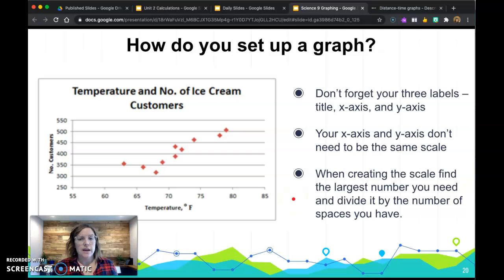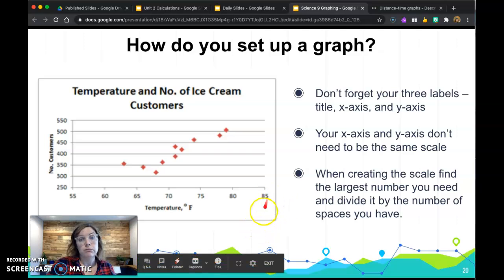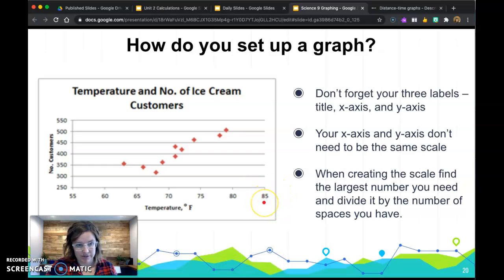When you're creating the scale, you find the largest number you need, and that you'll get with your data table. So apparently there was no ice cream that went above 85 degrees Fahrenheit, right? So that would be your largest number, and then you would divide it to have an equal number of spaces. So let's say this was your lowest number. You can see they just easily went up by 5.